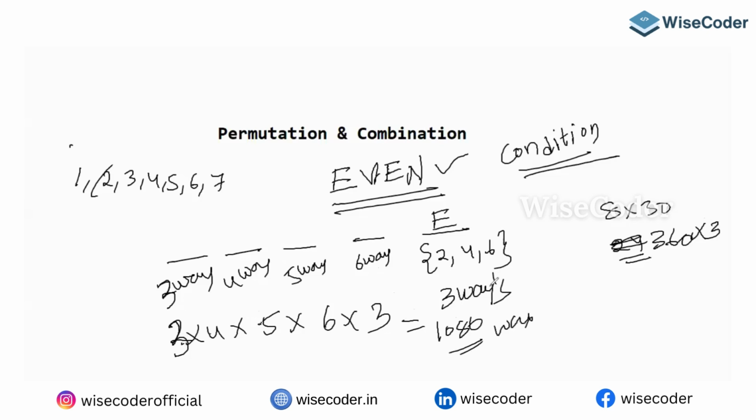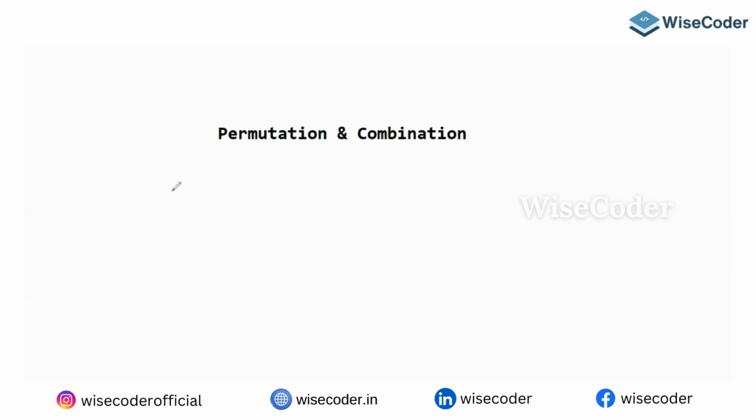1080 ways. Are you getting my point? Very simple logic, guys. Let me explain this question one more time. You want an even number, and it should be a 5-digit number. What are the digits available? 1, 2, 3, 4, 5, 6, and 7. What are the even numbers? 2, 4, 6. If a number has to be even, the unit digit must be even. So what are the positions?